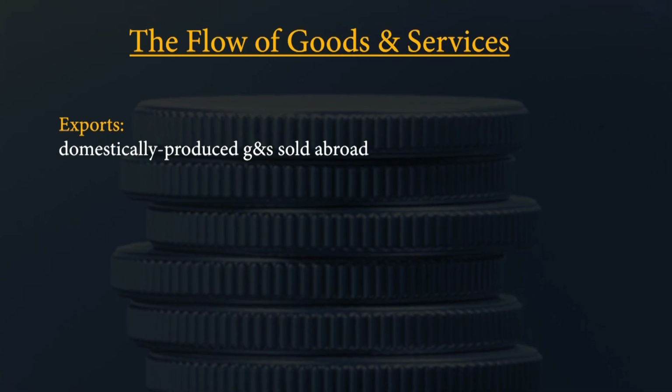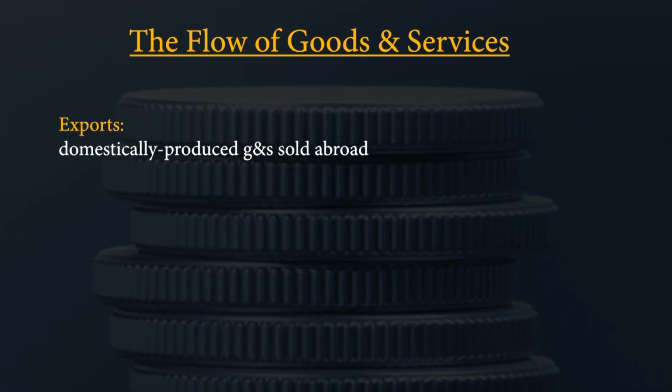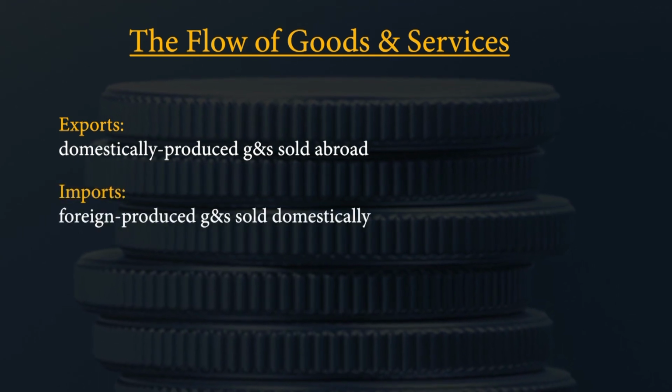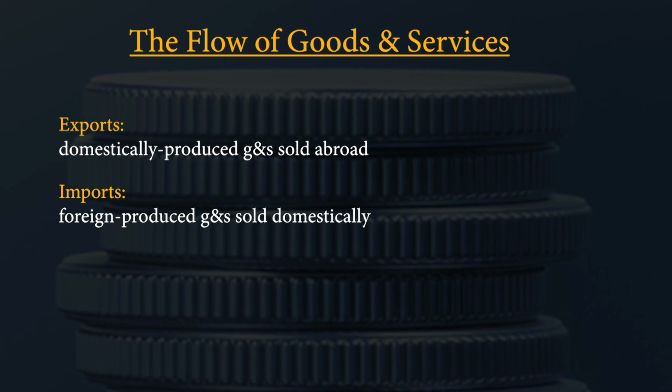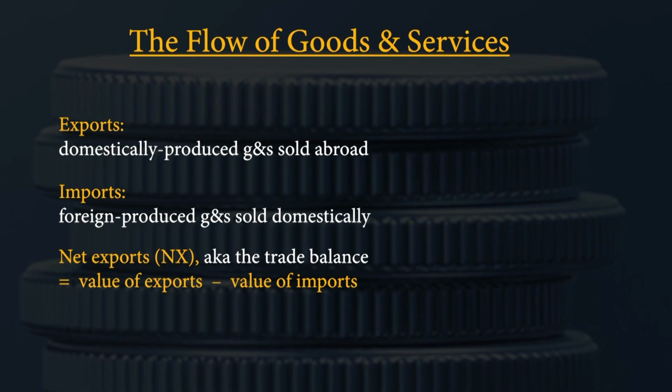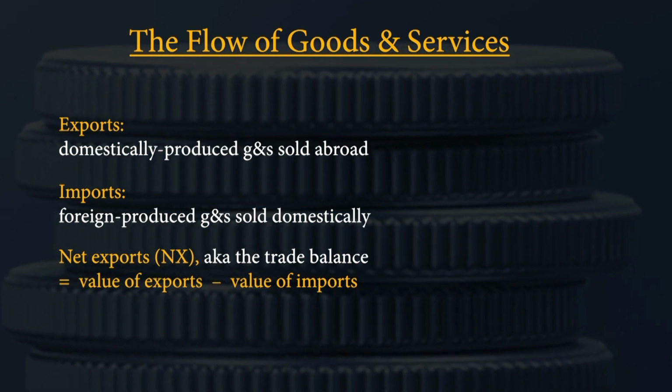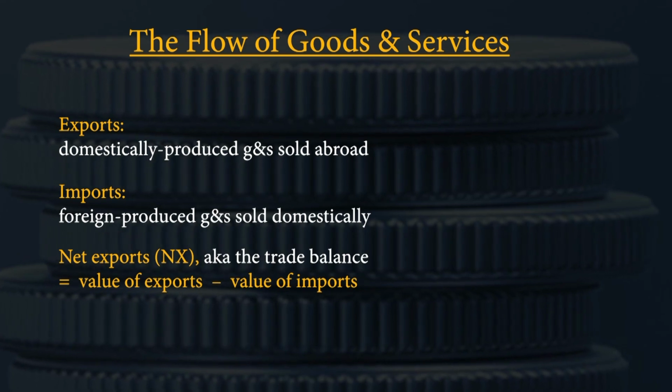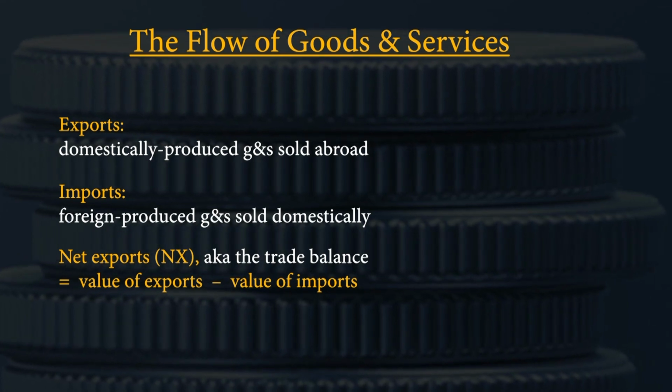Next, we move on to the concept of flows of goods and services. When we discuss the flows of goods and services, the first concept that comes in is exports. Exports are domestically produced goods and services that are sold abroad. Imports are produced in a foreign country but sold domestically, because that is how we can arrive at the balance of trade, which is the net balance between exports and imports. Then we have the concept of trade balance, which is given by the value of exports minus the value of imports. This has different names like current account balance or even trade balance.